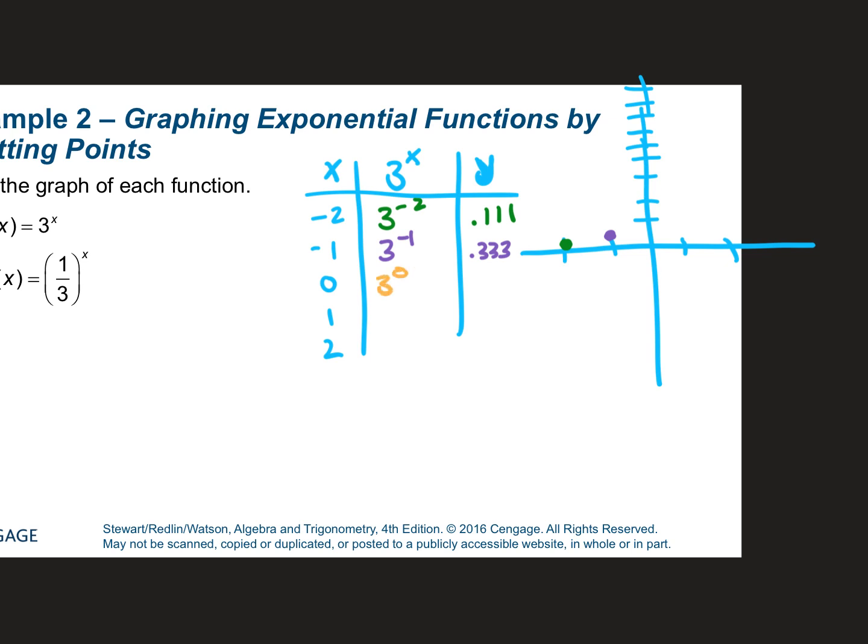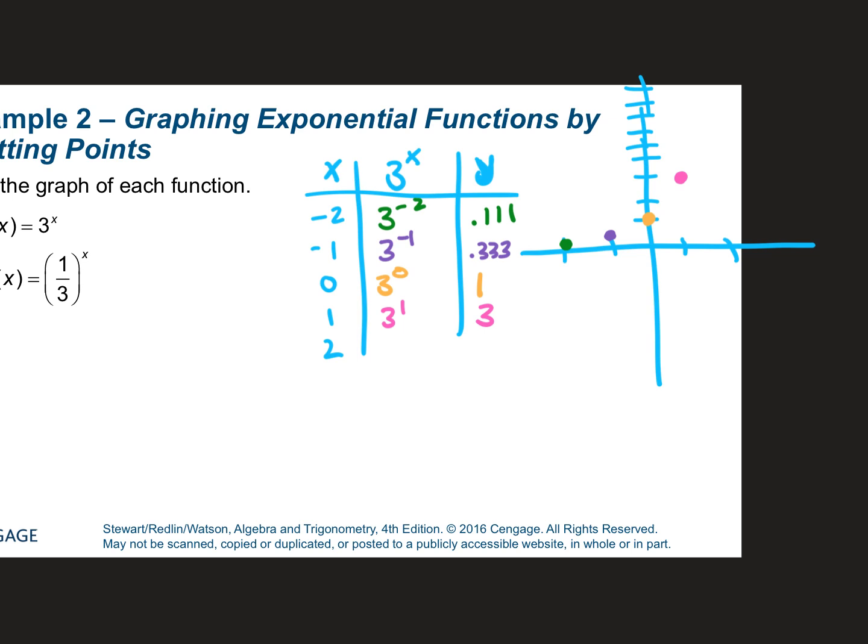Then we have 3 to the power of 0. What's 3 to the power of 0? 1. If you're not sure, just plug it in your calculator. 3 to the power of 0 is 1, so I stay at 0 and go up 1. Then I have 3 to the power of 1, which is 3. So I go to the right 1 and up 3.